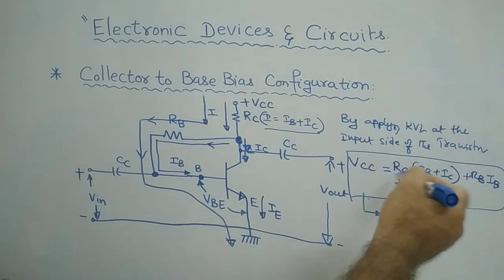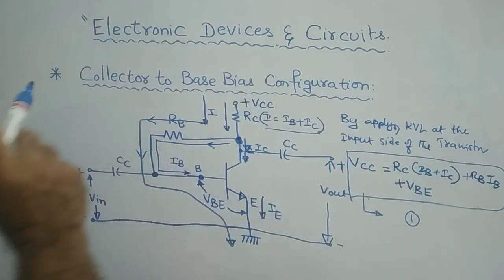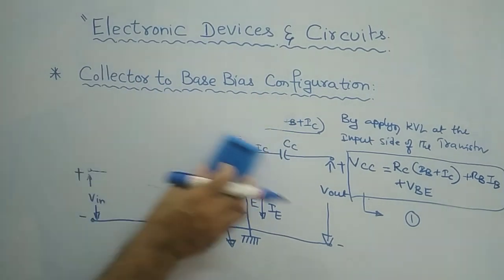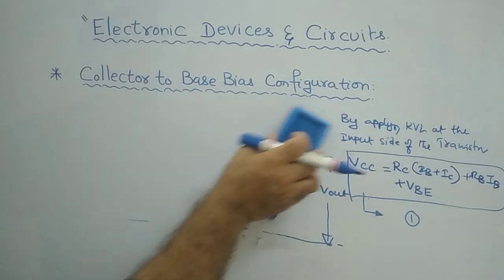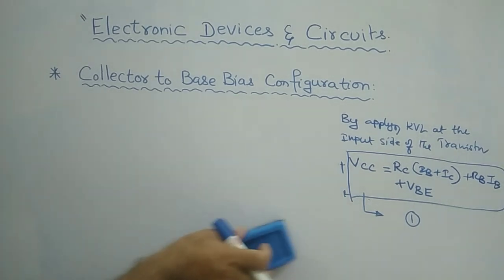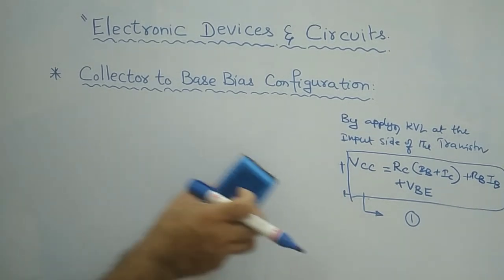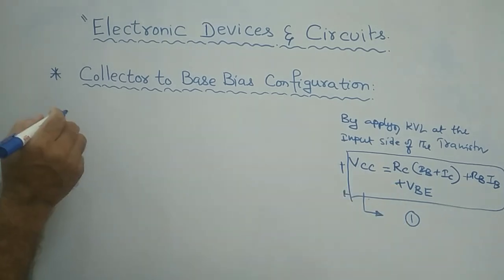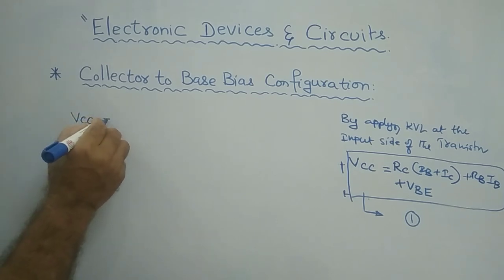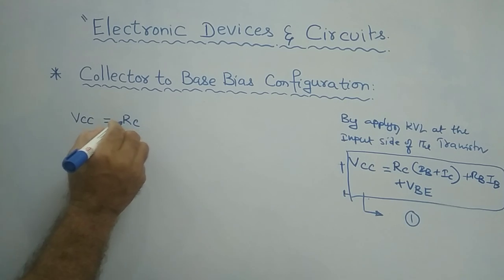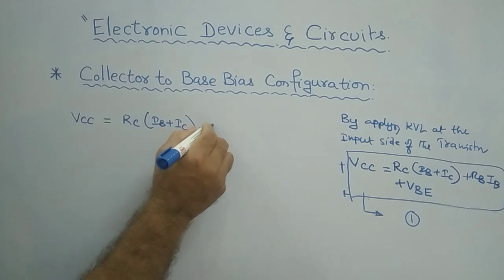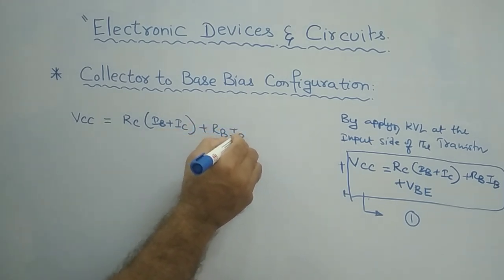Now, from this expression, I need to find the value of IB. For this, I do not require this circuit diagram, and I am erasing it because I want to bring out the relationship for IB. So from equation number 1, you can write the expression for IB. Once again I will write here, VCC is equal to RC into (IB plus IC) plus RB into IB plus VBE.